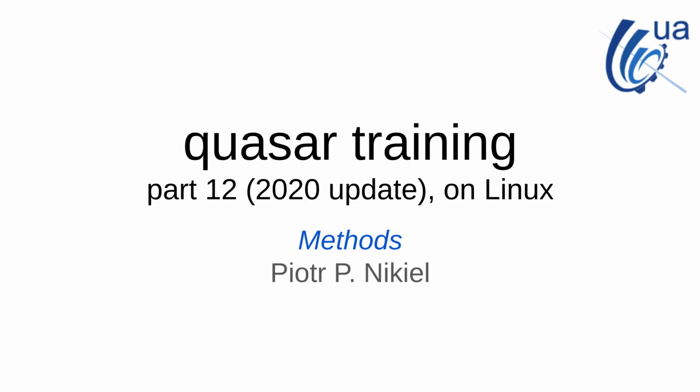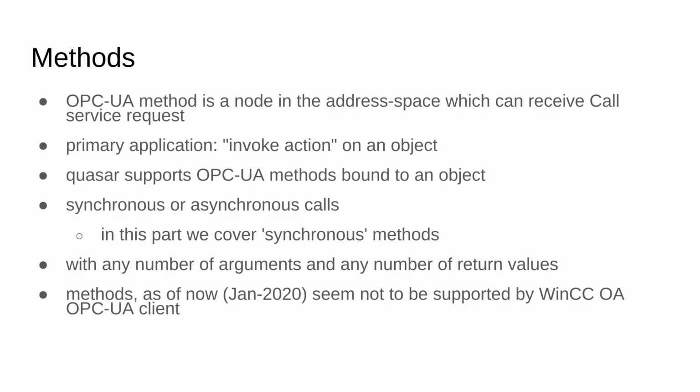And in this part, I'd like to familiarize you with methods. So methods, let's talk about OPC-UA methods. A method is a node in the address space which can receive call service requests, which means you can call a method. This is what you do with a method. Not very shocking. It's like in object-oriented software engineering.